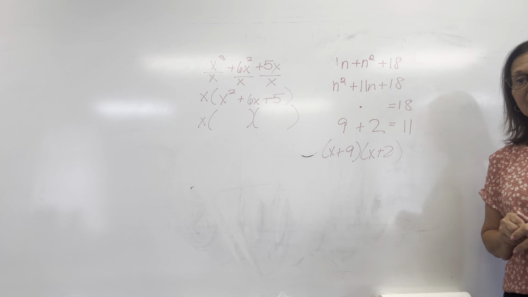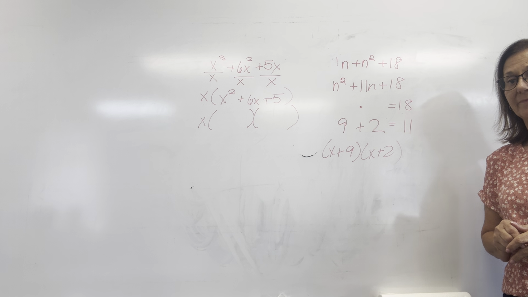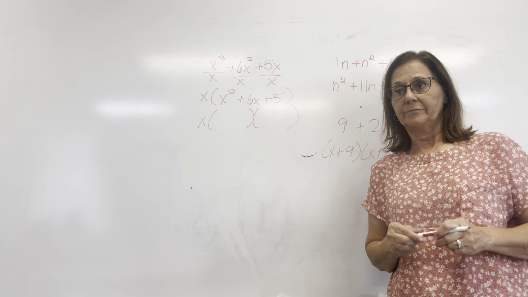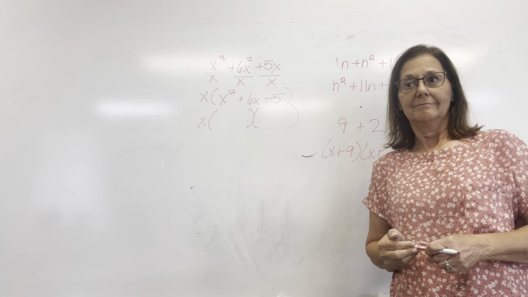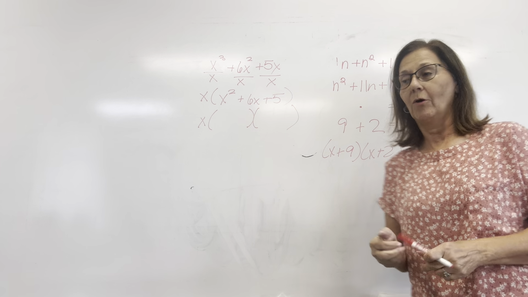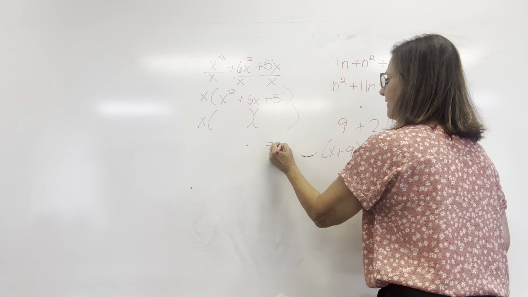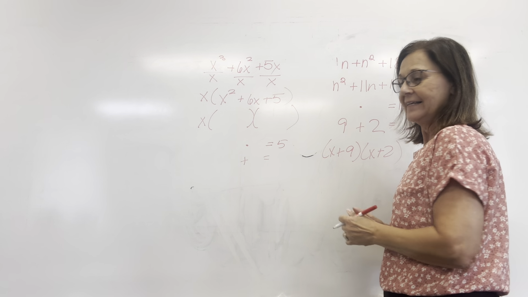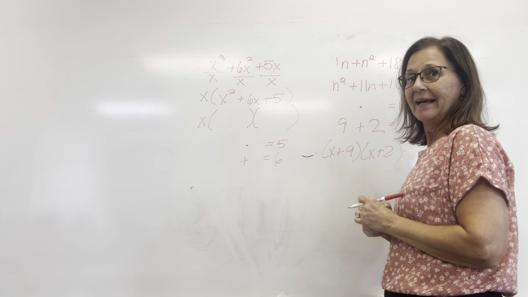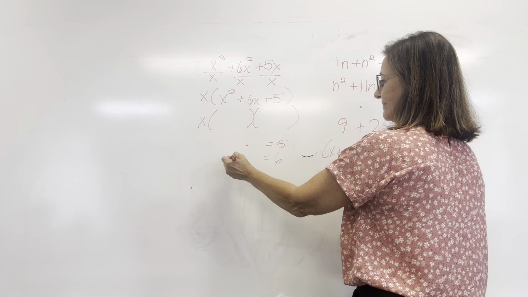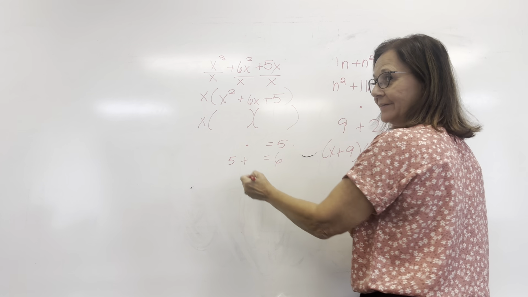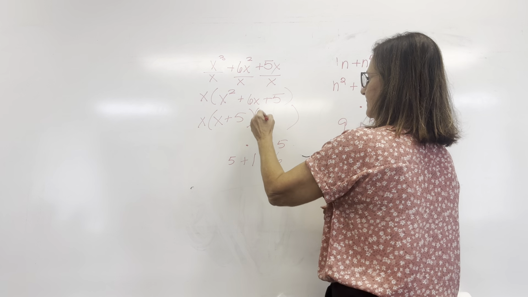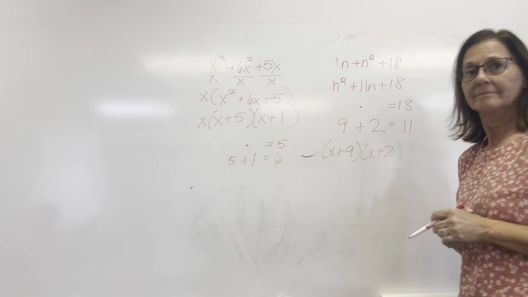What are factors of? That would be 1 and 5. Factors of what? Multiplied equals what? 5 times 1. 5. Added equals 6. 6. And it is 5 times 1. Got it?